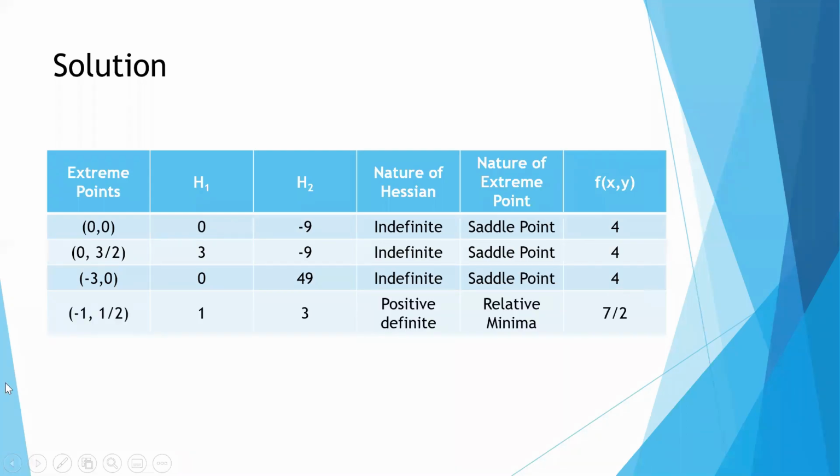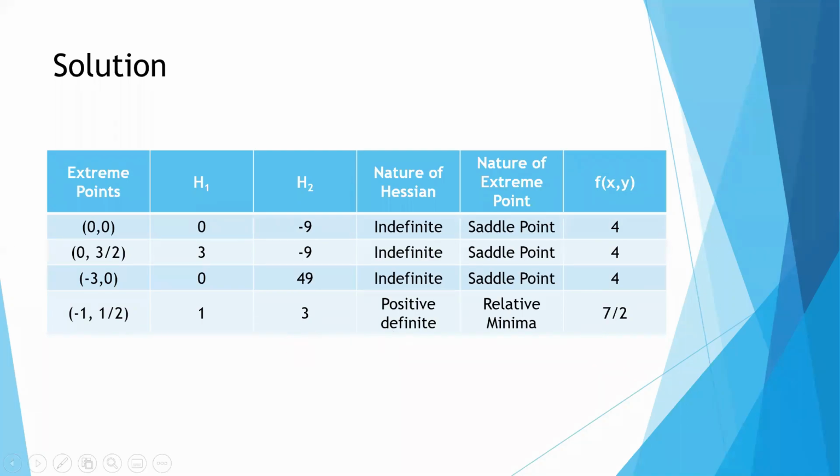If I go to the last point, minus 1 and half, I get h1 as 1, h2 as 3. Now both are positive, and by the definition, that means that the Hessian matrix is positive definite. Now if it is positive definite, at that particular point, we have a relative minima. So at the relative minima, the functional value is 7 by 2. So at this point, we can say that it is a minimum.